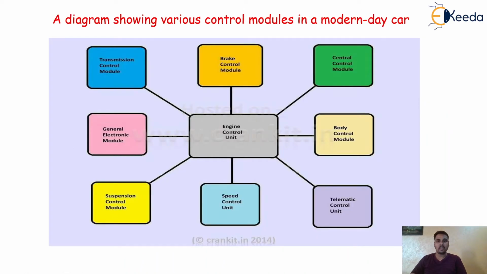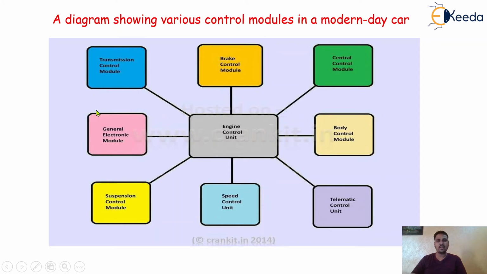This is a diagram showing the different control modules in a modern-day car. If you take any modern car, it is equipped with these different types of control modules. The center one is the main engine control unit. It can control the brake control module, transmission control module, and general electronic module. The suspension system can be controlled with the help of the suspension control module. There are also the speed control unit, telematic control unit, body control module, and central control module.